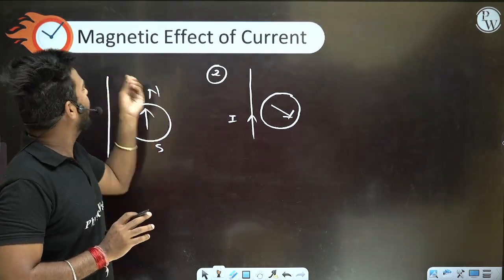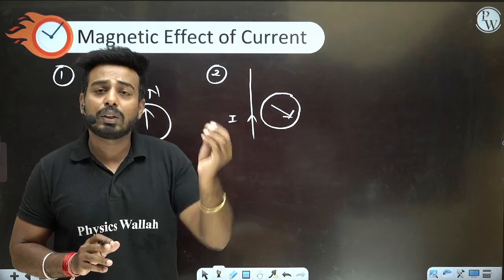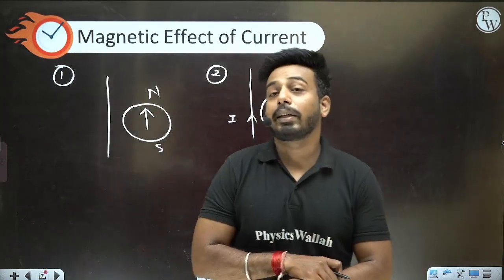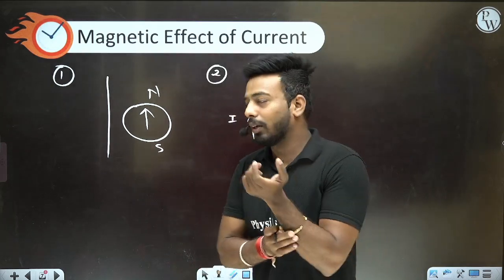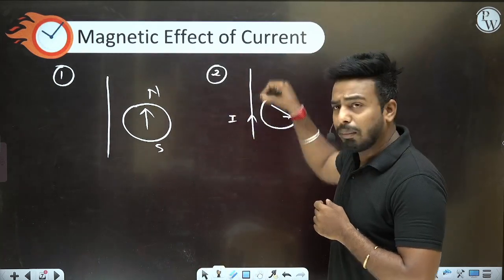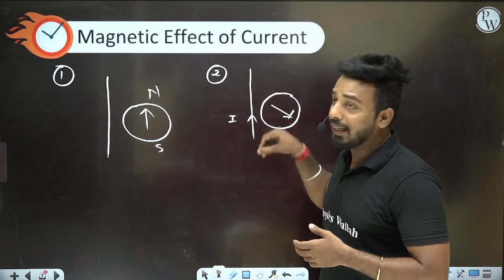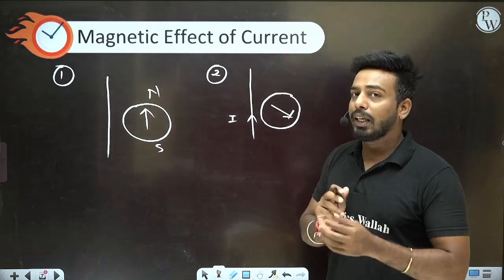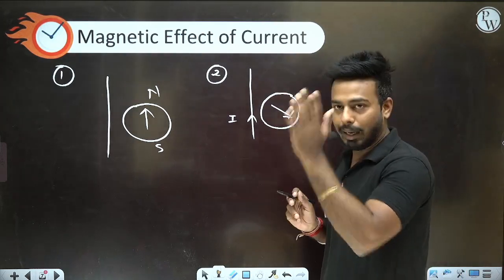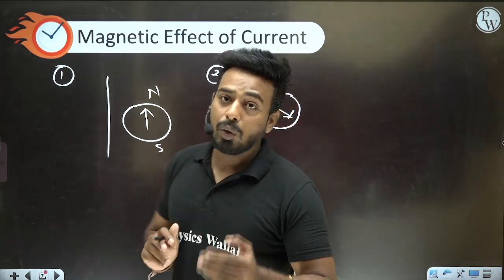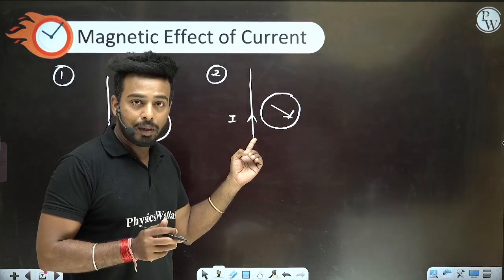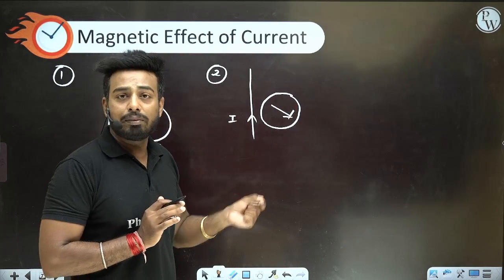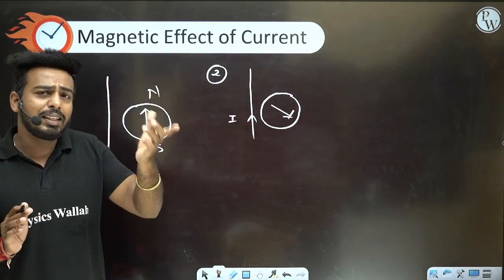So where is the concept of the magnetic effect of electric current applicable? Commonly it is used in making electromagnets. We already know that a current carrying wire acts like a magnet. When current flows through it, a magnetic field is set up. If I increase the amount of electric current, the magnetic field also increases. So with the help of this phenomenon, we can easily make electromagnets.